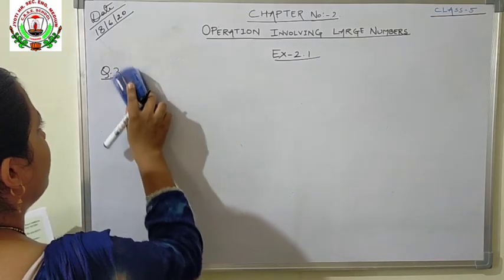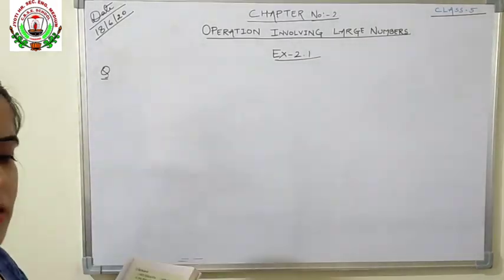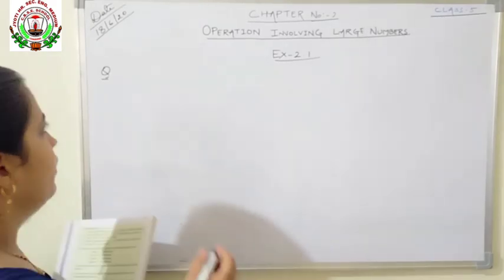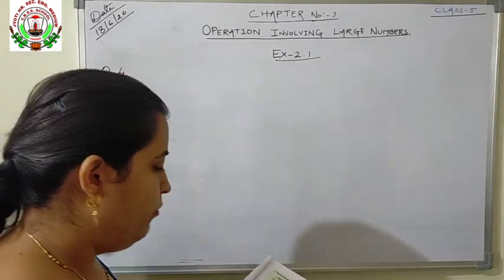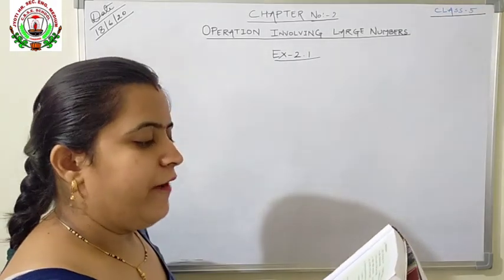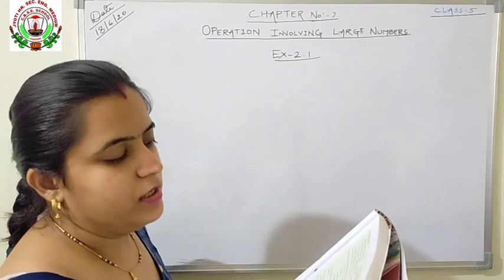What is our question number 4? It is a word problem. I am not writing the question, I will write the solution. You can look at the question from your book. I am reading the question. A factory manufactures bulbs. Its year-wise production is given below.